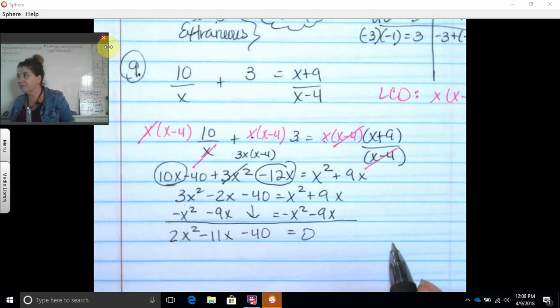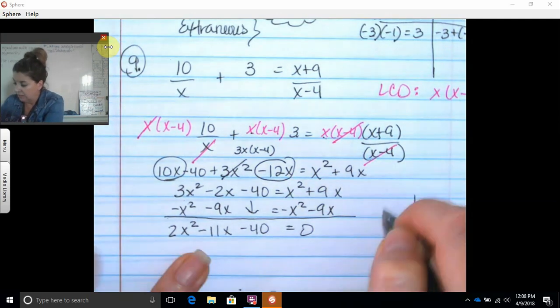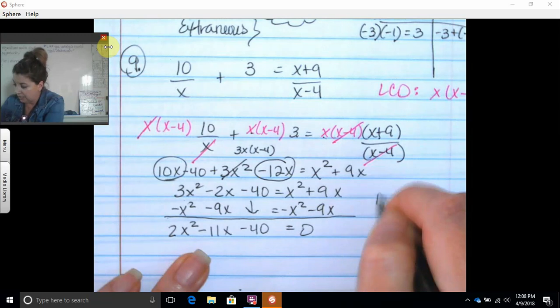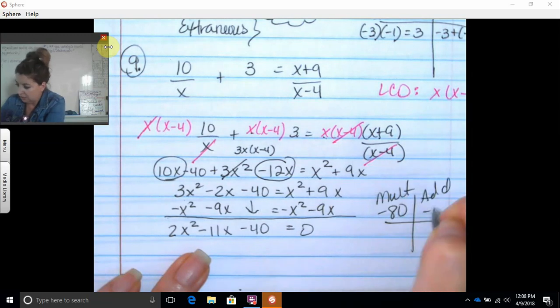All right, we have a quadratic. Are we going to be able to factor that? Two terms that multiply together to get negative 80 and add to get negative 11. Anybody think of anything off the top of their head? No, I'm thinking. Wait, they have to add together to get 11? No, add to get negative 11. Multiply to get negative 80. Add to get negative 11.